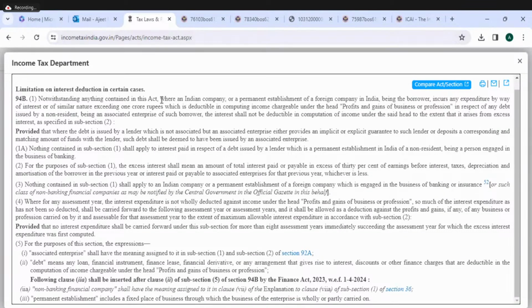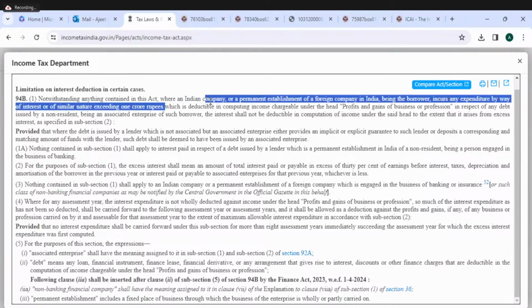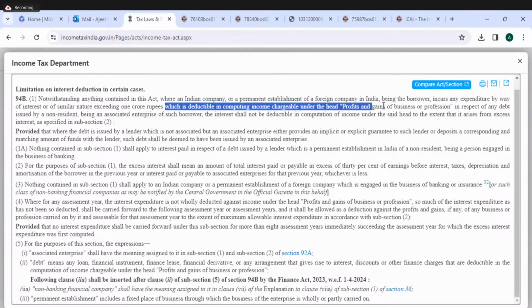First precondition is that it will be applicable to an Indian company or to a PE of a foreign company in India. It means if the assessee is an Indian company or a permanent establishment, PE, of a foreign company in India, then this section will be applicable. Second thing, this Indian company and PE of a foreign company should be a borrower and it is paying interest or similar nature, which is deductible in computing income chargeable under the head PGBP.